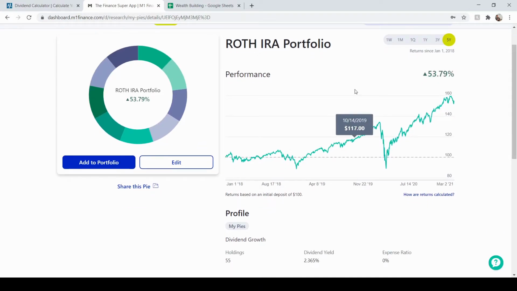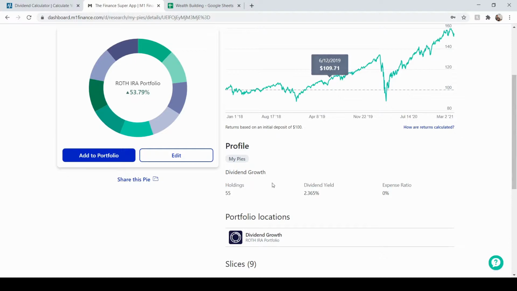Ideally, we'd like to have 55 holdings. I only have 42 right now. I did add some that I would like to invest in, so once I keep funding my account, I'll start acquiring some of those shares and some of those companies. Dividend yield 2.36% and a zero expense ratio. I have no ETFs in this.